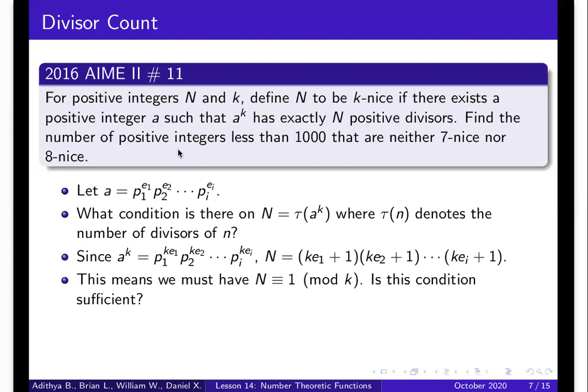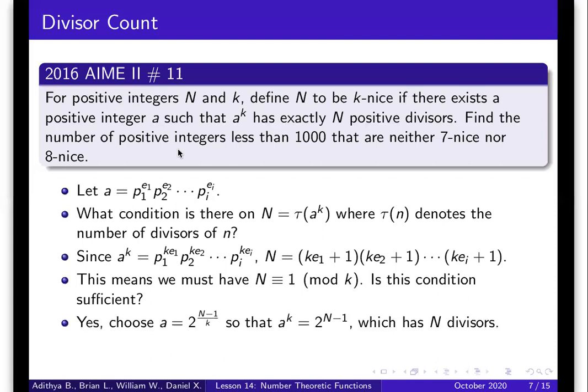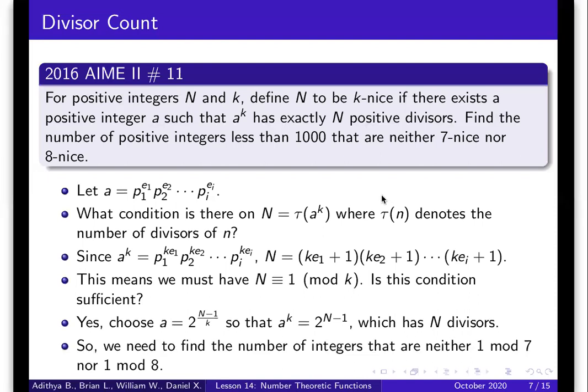Yep, so we can take 2 to the n minus 1 over k, so that A to the k is 2 to the n minus 1, which has n divisors. So this means that anything that is 1 mod k has the property that it is k-nice, and that's the only condition we need. So we essentially want to count the number of positive integers less than 1,000 that are neither 1 mod 7 nor 1 mod 8.